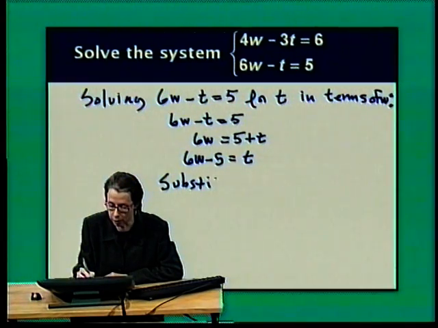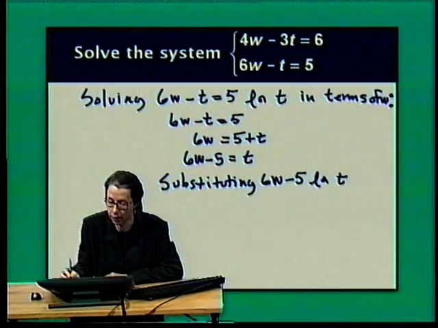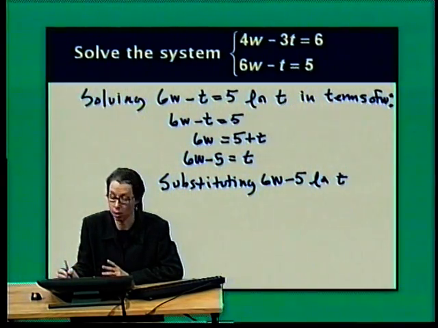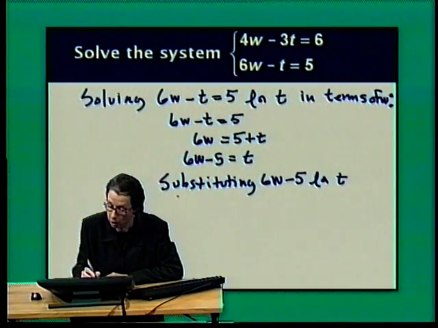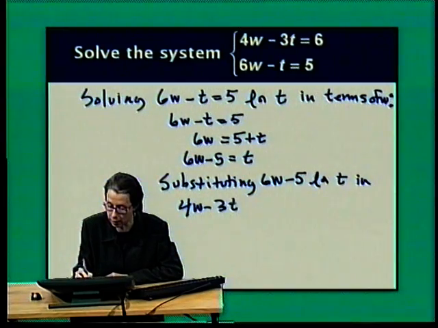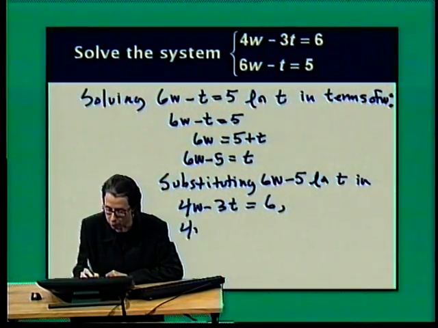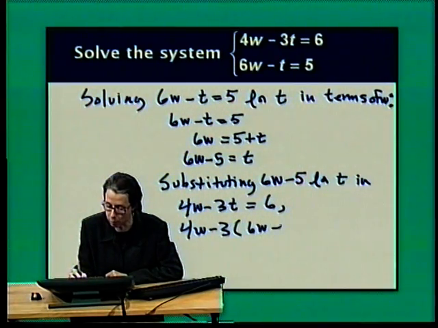So substituting 6w minus 5 for t, I use the second equation to come up with this expression for t. I'm going to use the first equation to substitute into. So that's 4w minus 3t equals 6. Let's do it. So I have 4w minus 3 times t, which is 6w minus 5. That needs to equal 6.